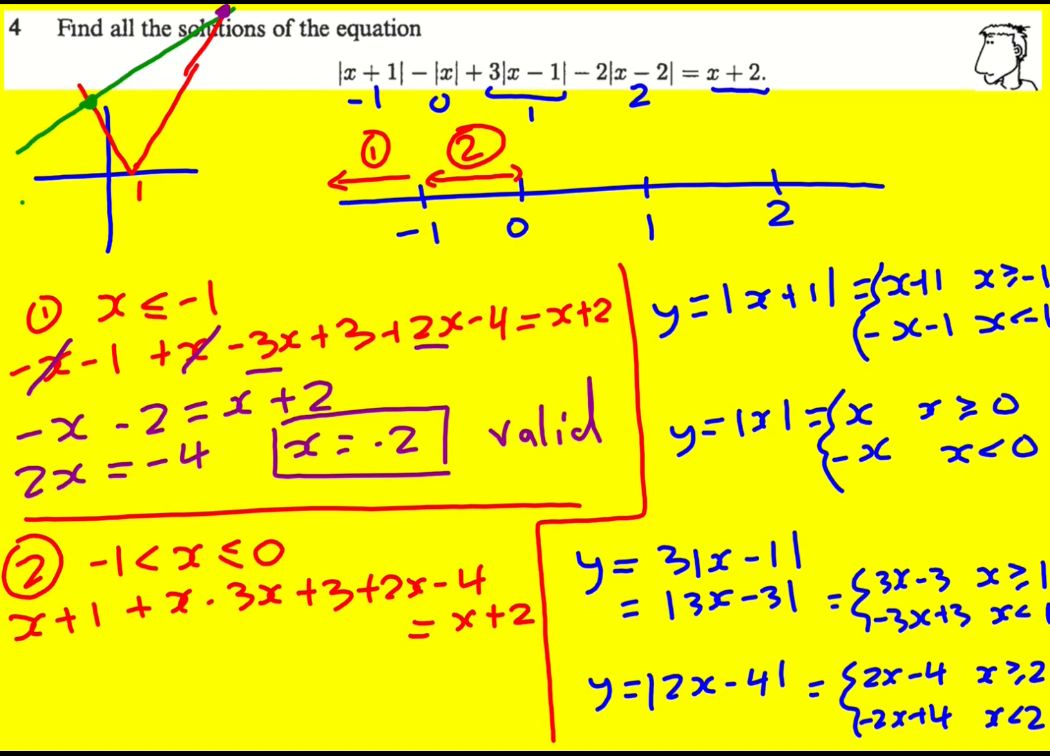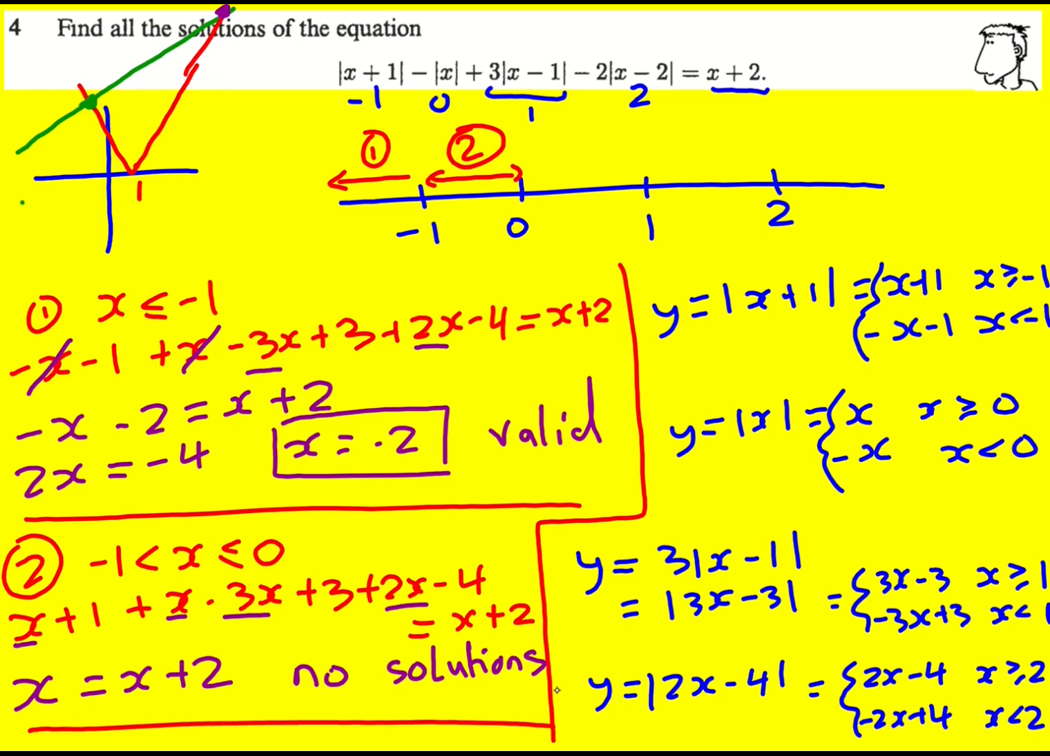Okay, so what happens this time? The x's do not cancel. We've got 2x, and we've got minus x. It's going to become x. And then again, on the left-hand side, I'm going to have minus... No, I'm not going to have minus 2. I'm going to have 0, actually. So x is equal to x plus 2. That's what I get. And actually, this has no solutions. This is not possible. So no solutions for region 2. 3 intervals left. So next up, I'm going to do 0 to 1.